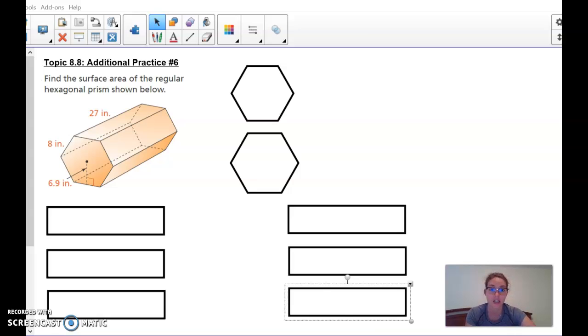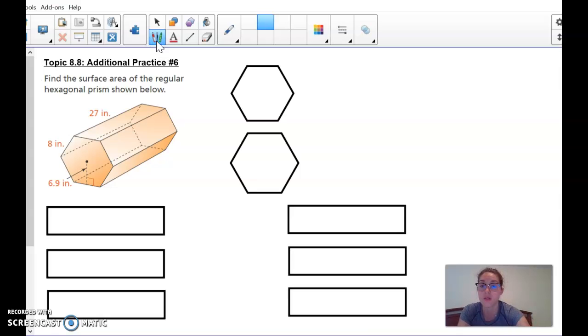So I've created all of these types of sides around. I have the 6 rectangles that make up the sides, and then the 2 hexagons here that make up the bases. So when we look at these, we know that our length of all of our rectangles right here is going to be 27. So I'm going to write this in. Our length is always going to be 27. And then our width of each rectangle is going to be the length of the sides of the hexagon. So our width right here is 8.